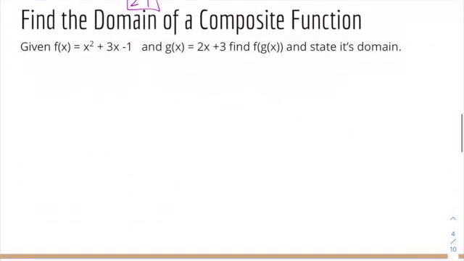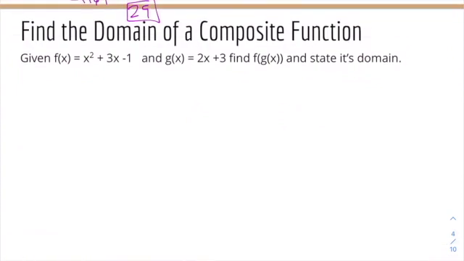All right, so now we're going to do it a little bit different. So given f of x is equal to x squared plus 3x minus 1, and g of x is equal to 2x plus 3, find f of g of x and state its domain. G of x is on the inside here. It's also the rightmost function, so that means I'm plugging g of x into f of x.